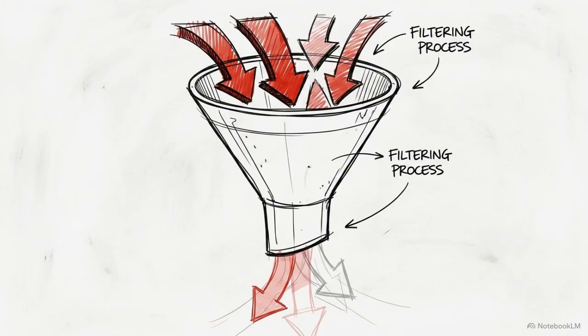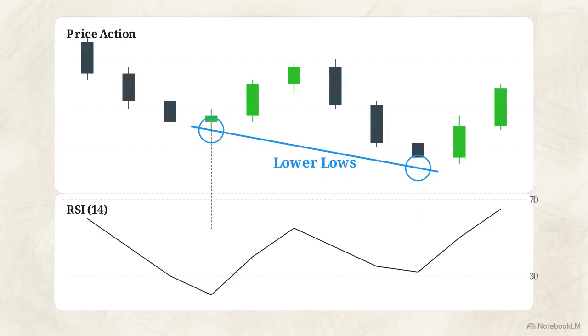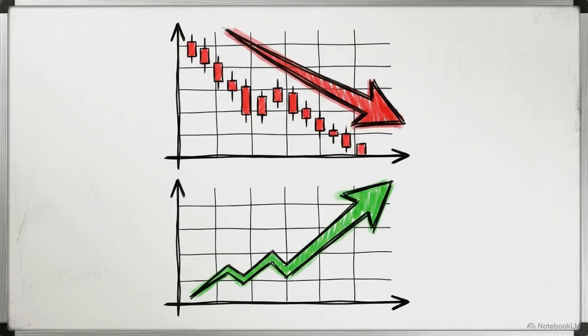We use divergence as a mathematical filter to confirm that the selling pressure is actually fading, even if the price is still dropping. On your chart, look at the two most recent low points in the price action. In this example, the price action is making consecutive lower lows, suggesting the downtrend is still intact on the surface. Now look at your RSI indicator. At the exact same time the price hit those lower lows, the indicator made higher lows. This trajectory tells us that while the price is falling, the actual strength behind the sellers is weakening, creating a contradiction between price and momentum.